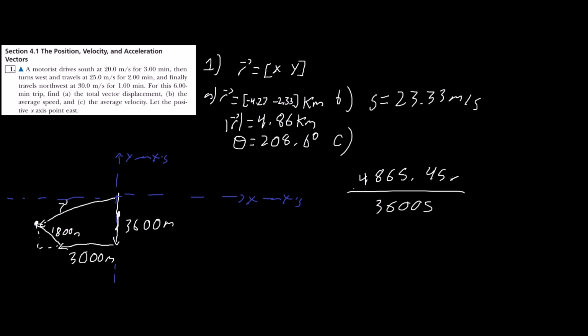4865.45 meters. There you go. Okay, so you take that divided by 360. And actually that's got to be fixed too, because it's just 360 seconds. There we go. So that's the average velocity. I don't know how to notate this, to be honest. It's going to be 13.52 meters per second. And we're going to take the angle.